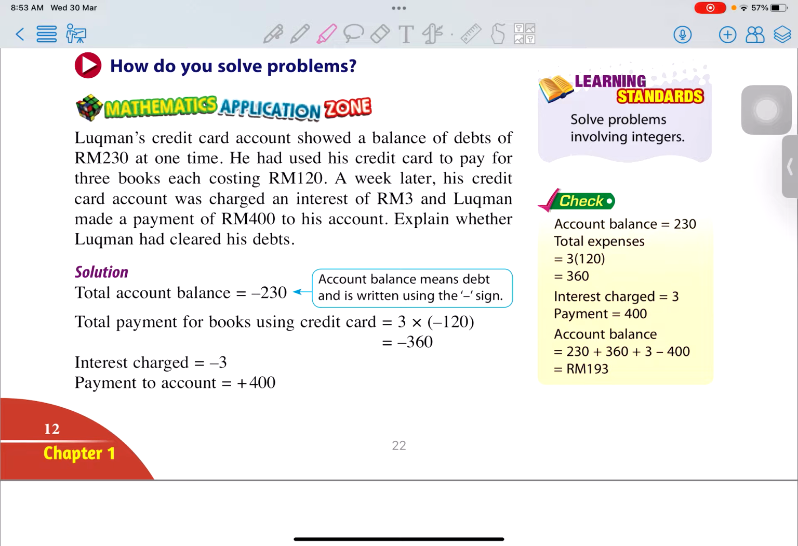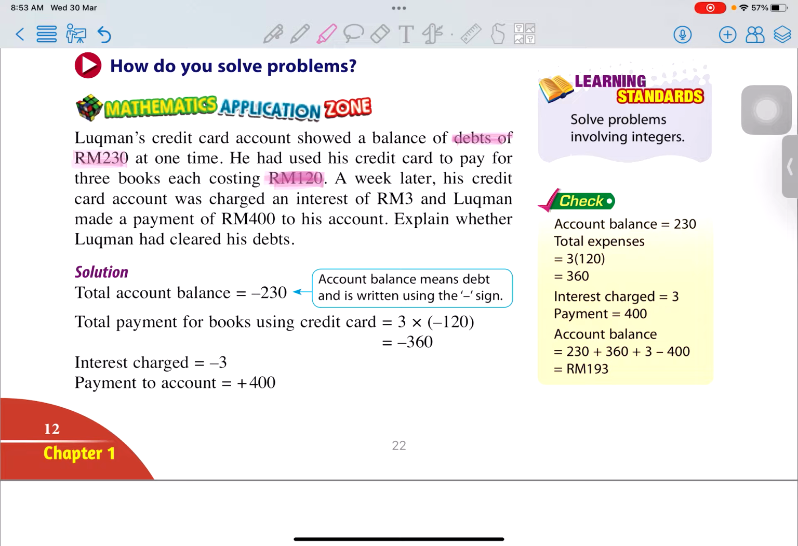Now firstly, when you get a question, highlight all the clues here. So now we have a debt. Debt means you owe, so debt means negative, because you owe. And then he used his credit card to pay for 3 books, each costing 120. So one book is equal to 120, and he bought 3 books, so 3 times 120. This one also becomes negative. Why negative? Because he paid using his credit card, not cash.